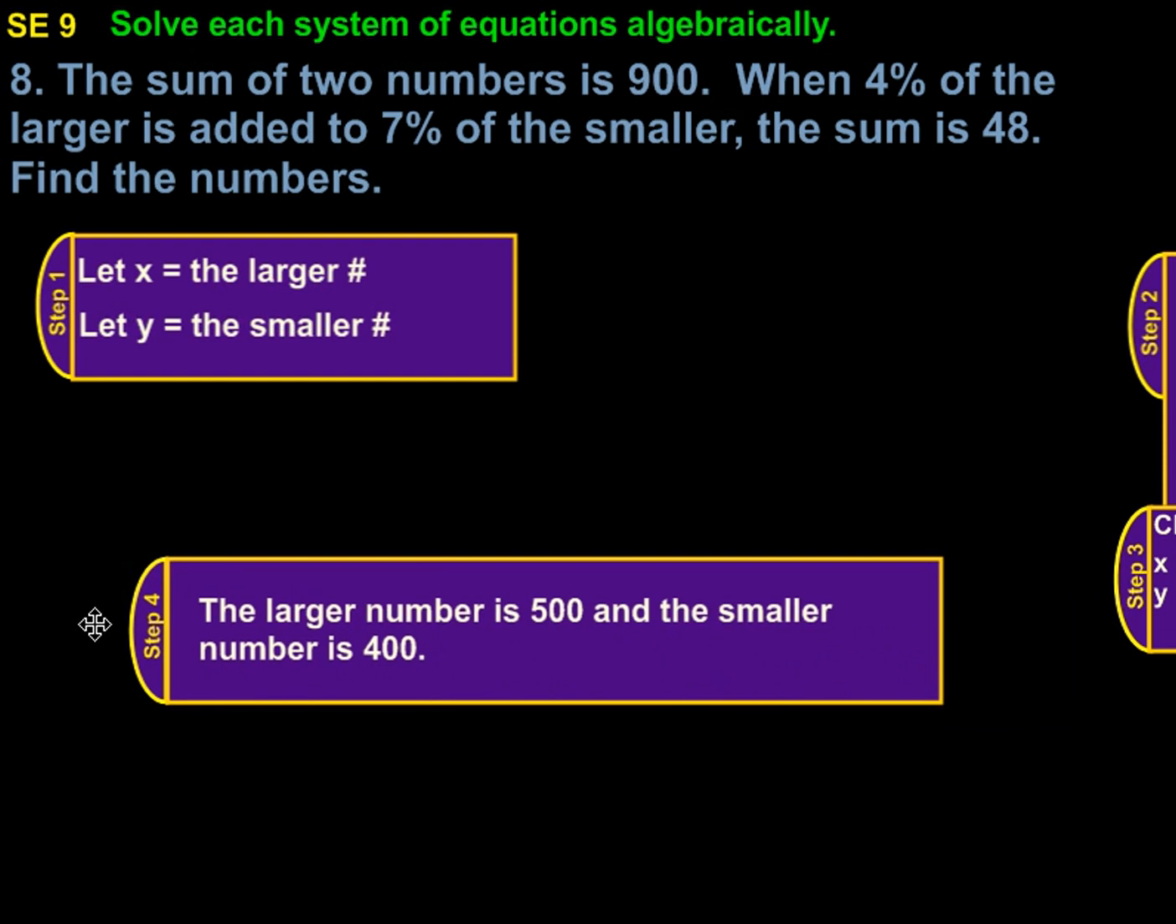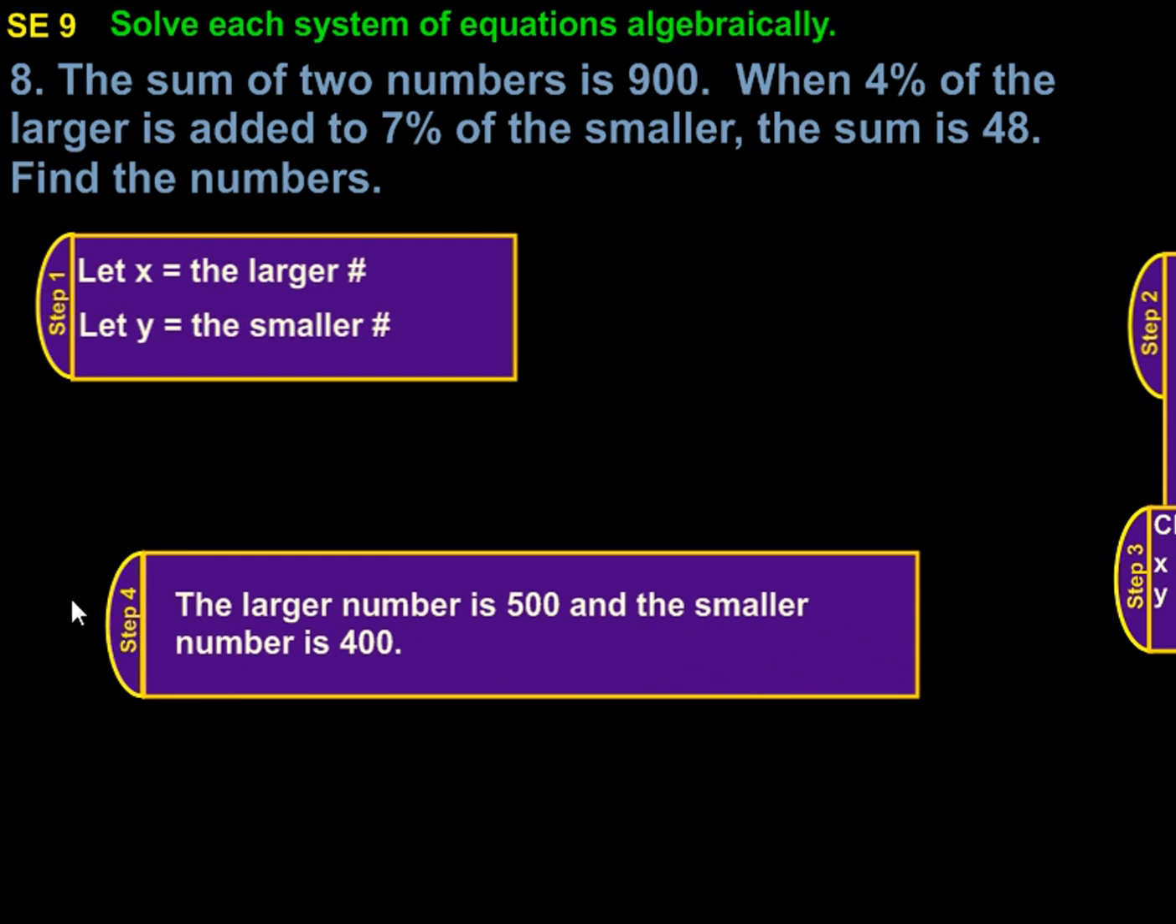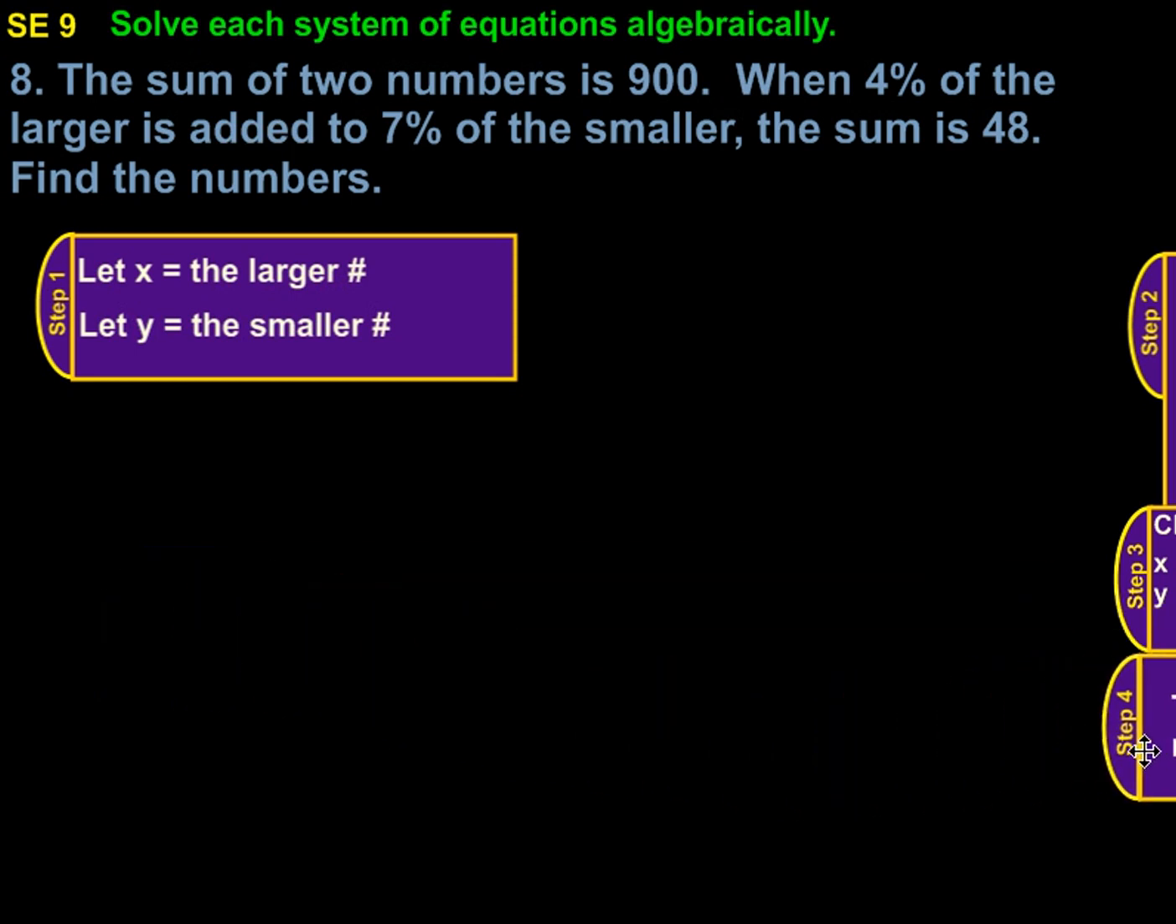That leads me to coming up with a sentence to answer the question. Find the numbers. So the larger number is 500, the smaller number is 400. Kind of a messy problem in the middle, but it works out nicely.